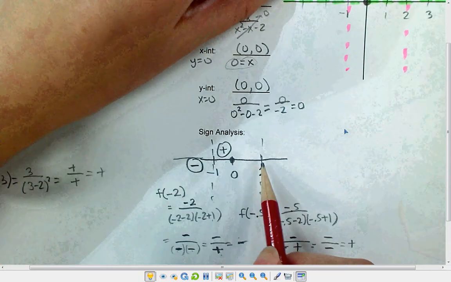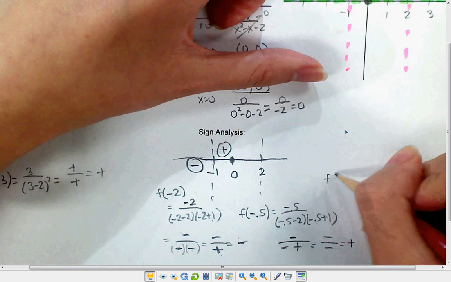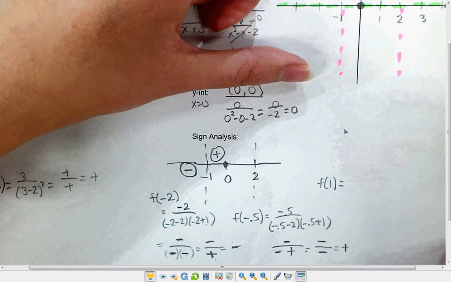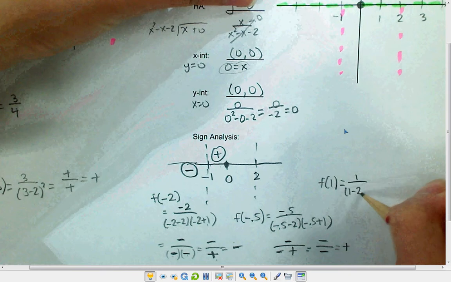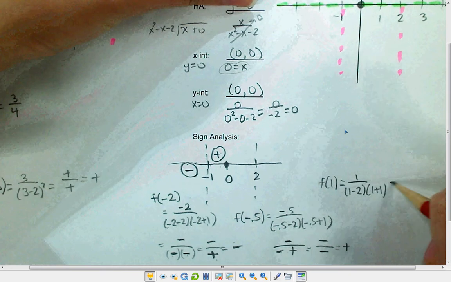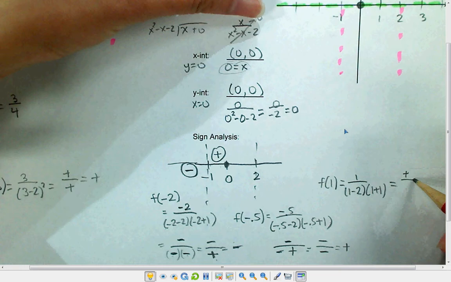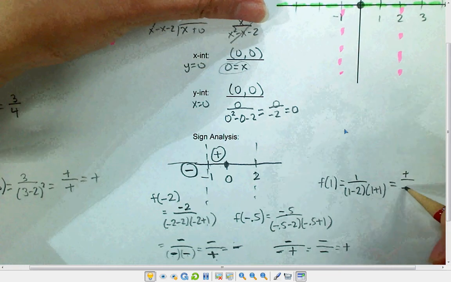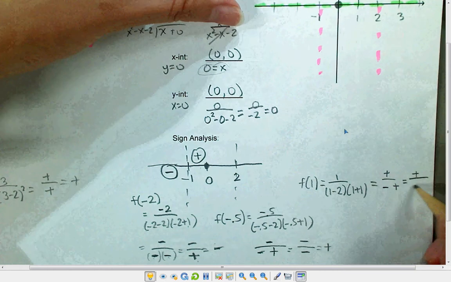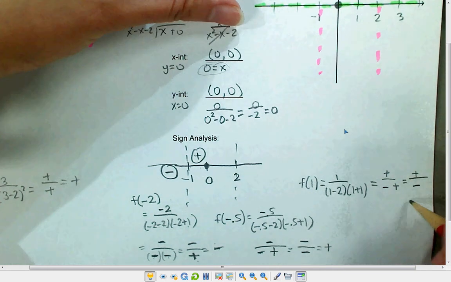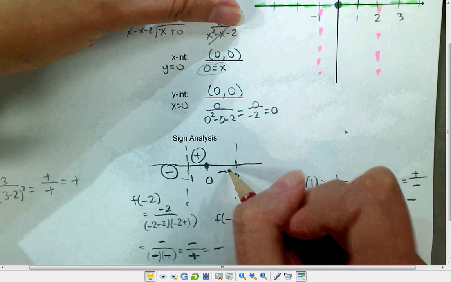So between 0 and 2, let's pick another point here. Let's say 1. So with 1, if we plug in 1, it's going to be 1 divided by 1 minus 2, 1 plus 1. So this is clearly positive on top because 1 is positive. 1 minus 2 is going to be negative. 1 plus 1 is going to be positive. So negative times the positive is negative. Positive divided by a negative is negative. So this whole thing is going to be negative.